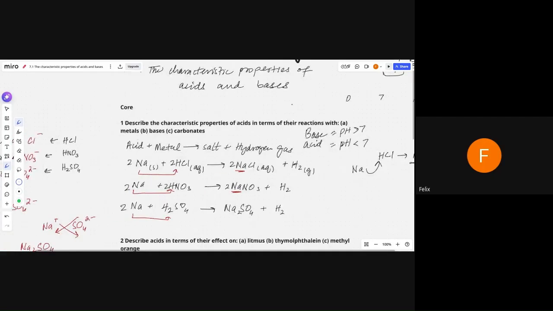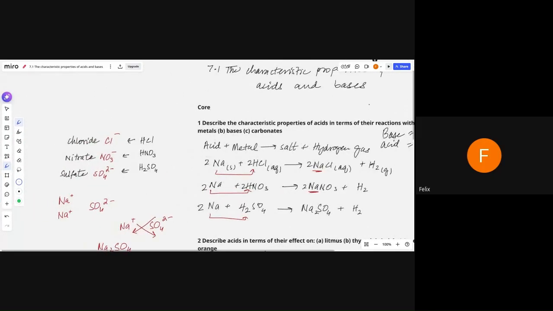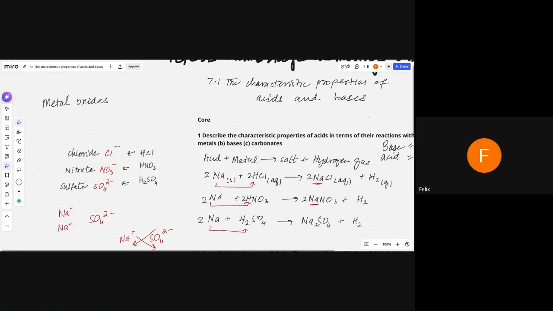And we have different types of bases. The ones that you need to remember or learn are metal oxides. So, what are metal oxides? Compounds of metals with oxygen. For example, magnesium oxide or sodium oxide, right? And like calcium oxide and so on. So these are called metal oxides. These compounds can behave as a base.